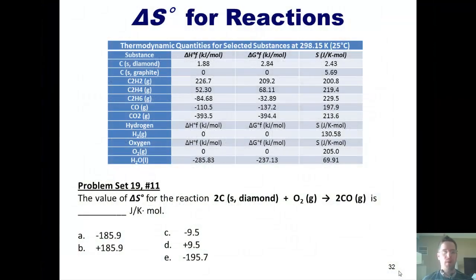And now with that practice, I'd like to show problem number 11 from our problem set. The value of delta S naught, in other words the change in entropy for the reaction of diamond and oxygen oxidizing to form carbon monoxide gas, is what? Now I am not going to show you pre-recorded DocCam footage of this problem, but instead I'm going to let you guys attempt to do it completely on your own.